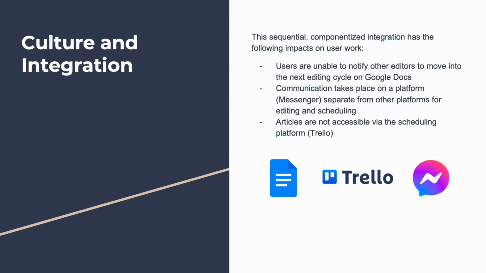The sequential componentized integration has the following impacts on our users' work. First, users are now able to notify other editors to move into the next editing cycle on Google Docs. Second, communication takes place on a platform that is separate from other platforms for editing and scheduling. Third, articles are not accessible via the scheduling platform, which in this case is Trello.